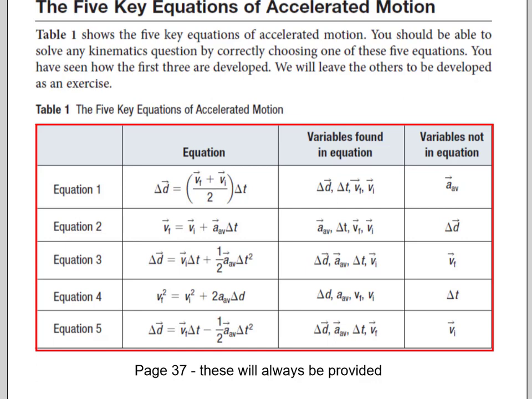They are located on page 37 in your textbook. These are always provided. You do not have to memorize these ever. Having said that, after you've done enough problems, you will start to recognize them and you'll be able to pull them into your solutions without actually looking at this table.